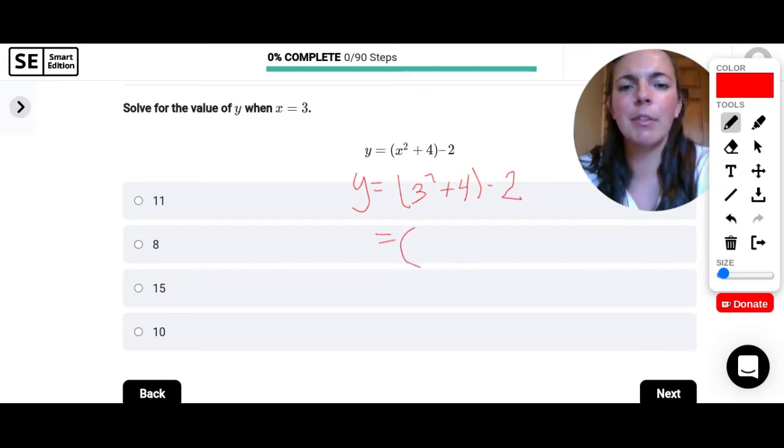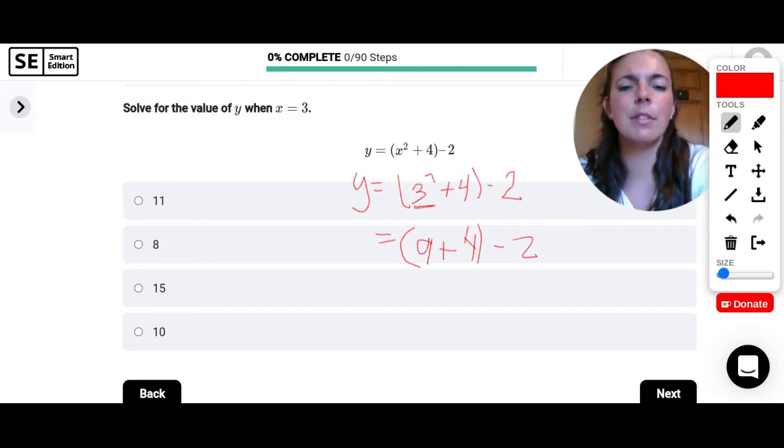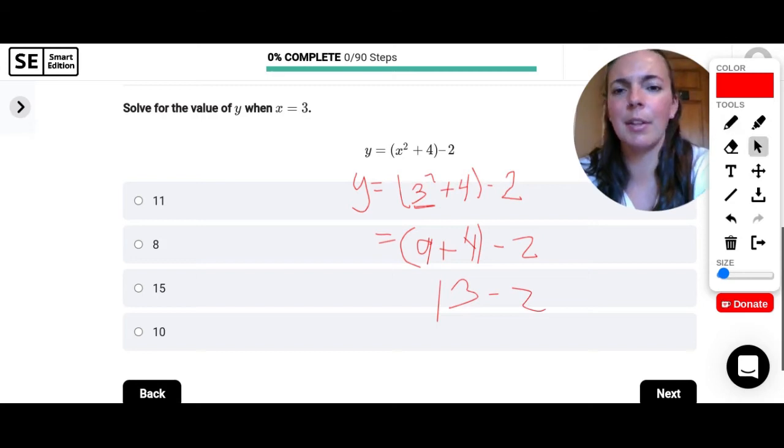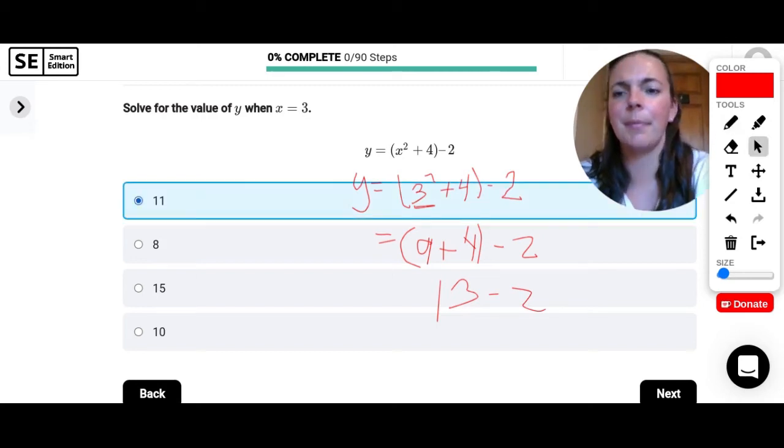So we have to do our exponent first because that's within the parentheses. So make sure you do this first. 3 squared is 9. So then I can do 9 plus 4. And after I do 9 plus 4, I can subtract 2. So 9 plus 4 is 13. And 13 minus 2 will give me 11. So when I evaluate this function, I will get 11. 13 minus 2 is 11.